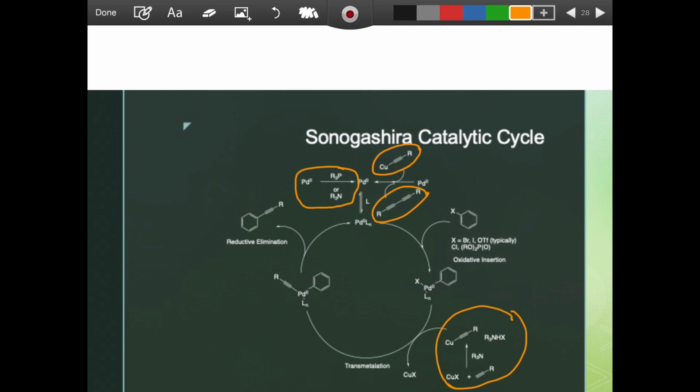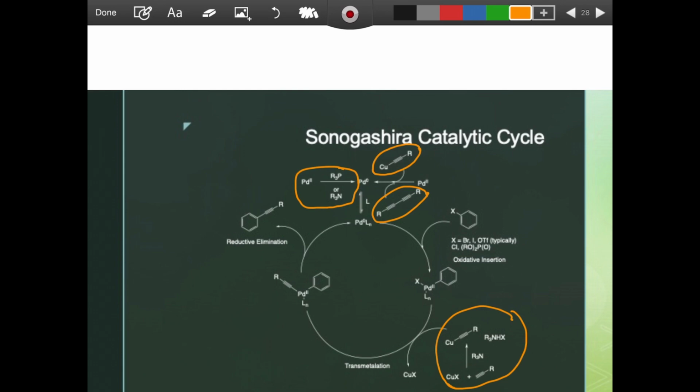Then this does your transmetallation. It gets your palladium 2 with the alkyne on one side and the aromatic ring on the other. It does reductive elimination and gives you your product. And then gets you back to your palladium 0.